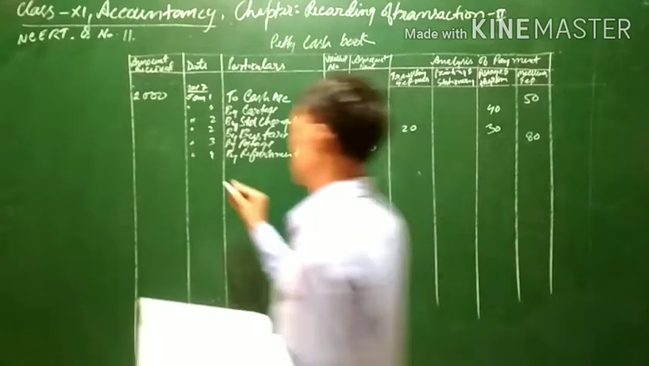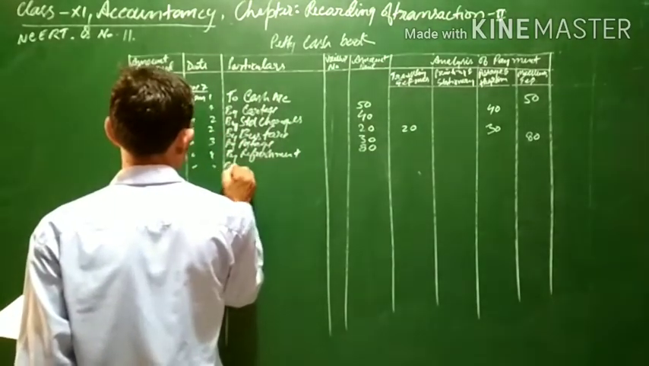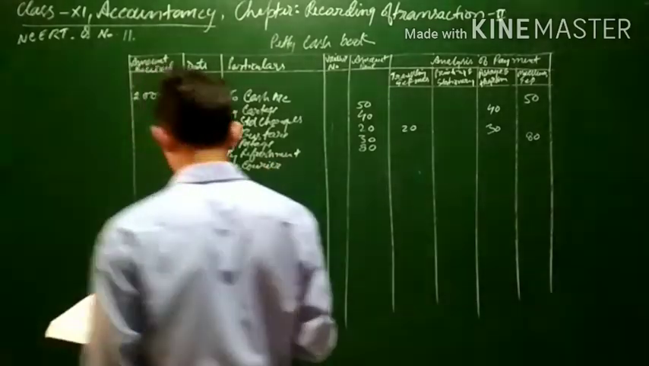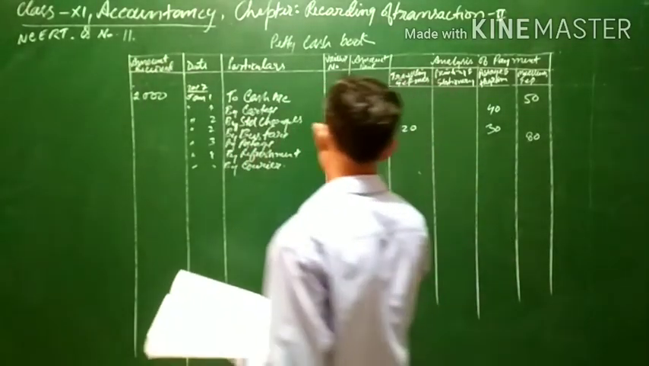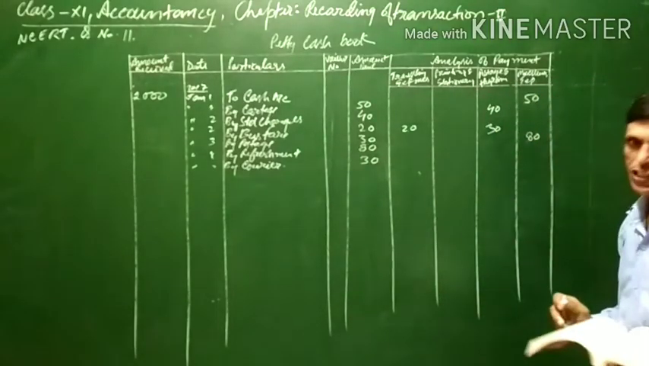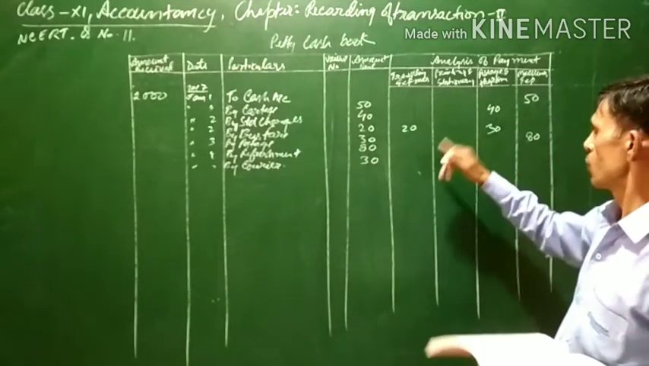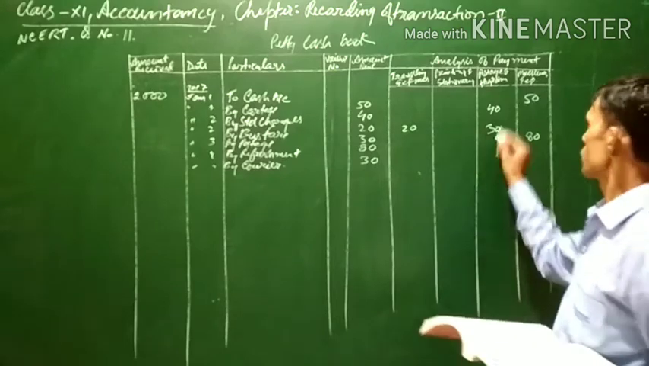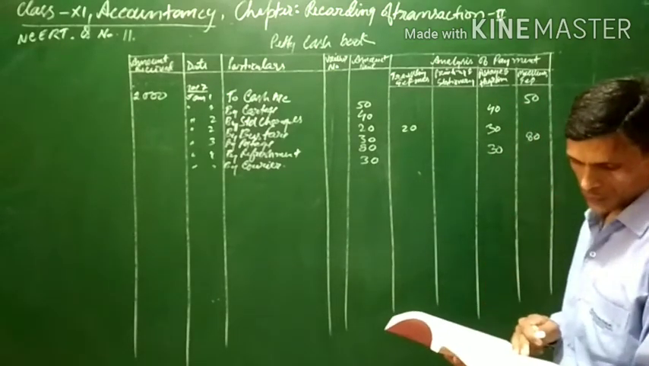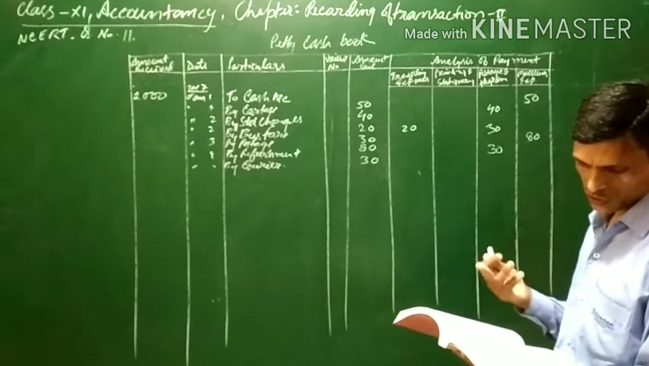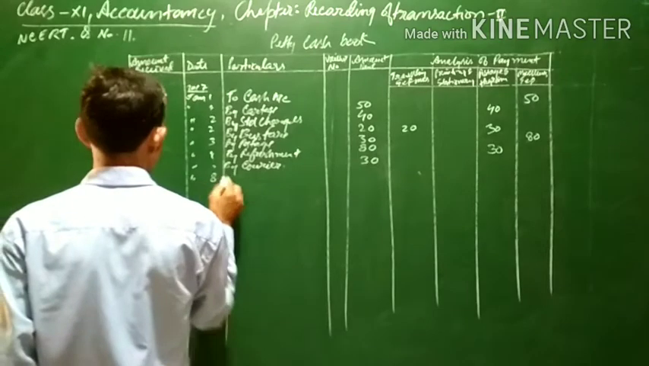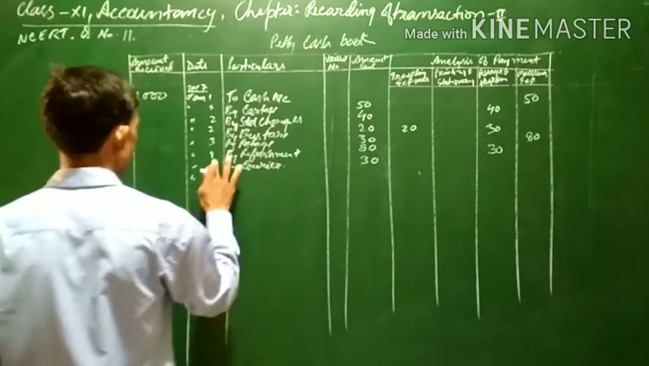Again on 6th, there are courier charges. "By courier." This is 30 rupees. Courier is related with postage and telegram, since you are sending letters through courier, so it will be written in the postage and telegram column. After that, on 8th, there is refreshment to customer.